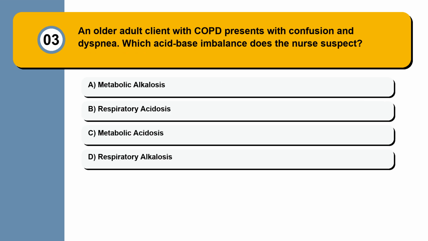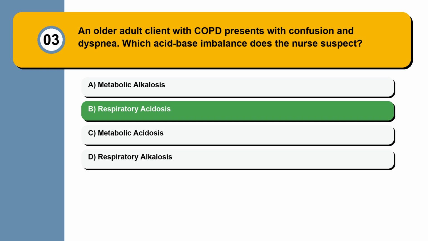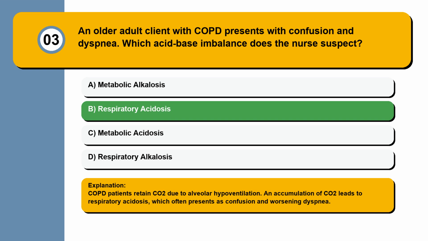Question 3. An older adult client with COPD presents with confusion and dyspnea. Which acid-base imbalance does the nurse suspect? Metabolic alkalosis, respiratory acidosis, metabolic acidosis, respiratory alkalosis. COPD patients retain CO2 due to alveolar hypoventilation. An accumulation of CO2 leads to respiratory acidosis, which often presents as confusion and worsening dyspnea.